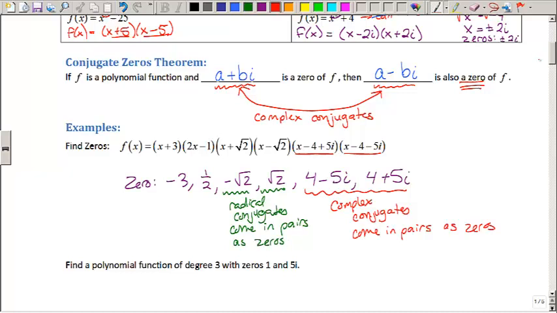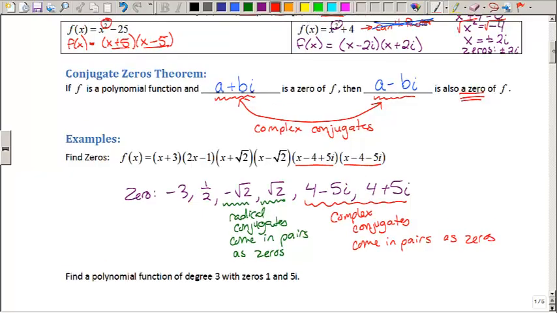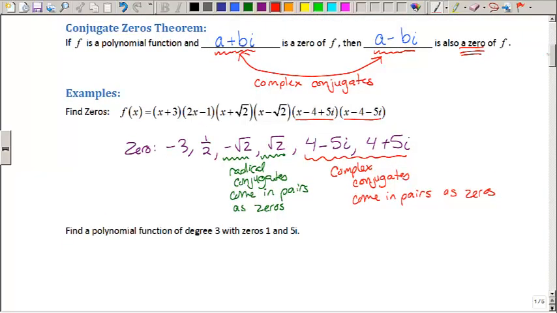So let's use this information to find a polynomial function given some information about the function. On the next problem, we're trying to find a polynomial function. That means I have to start with f of x because it's a function, so I start with f of x. A lot of students will just give me the polynomial, and I'll take off points for that because that didn't give me a function. Of a degree 3, degree 3 tells me I'm going to have 3 linear factors.